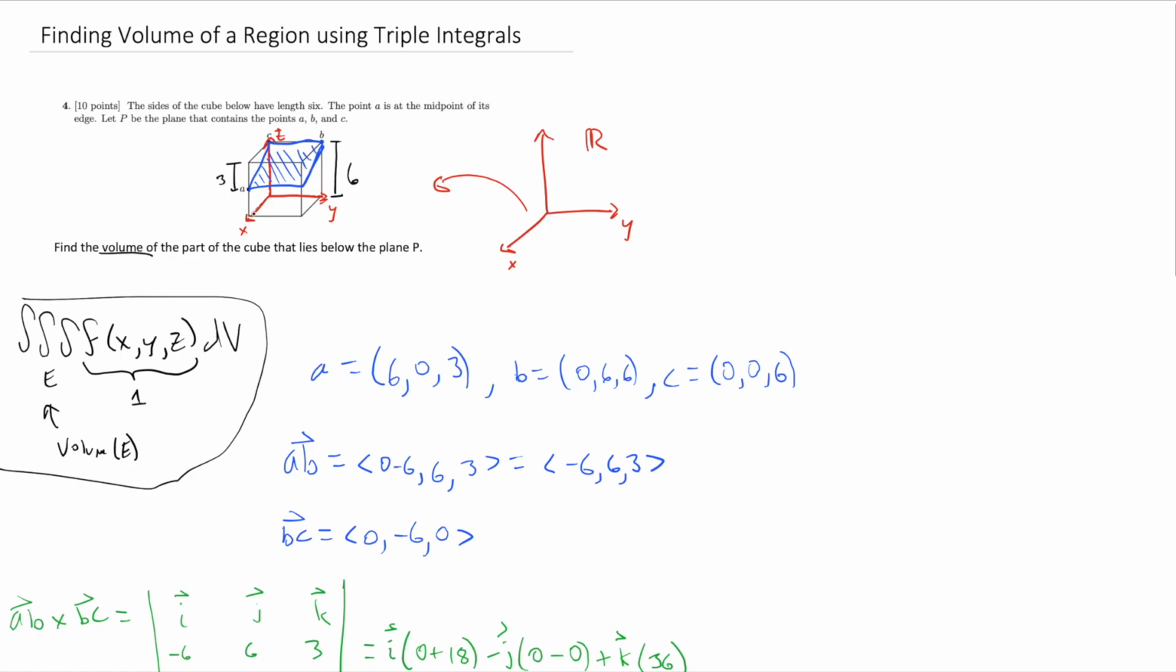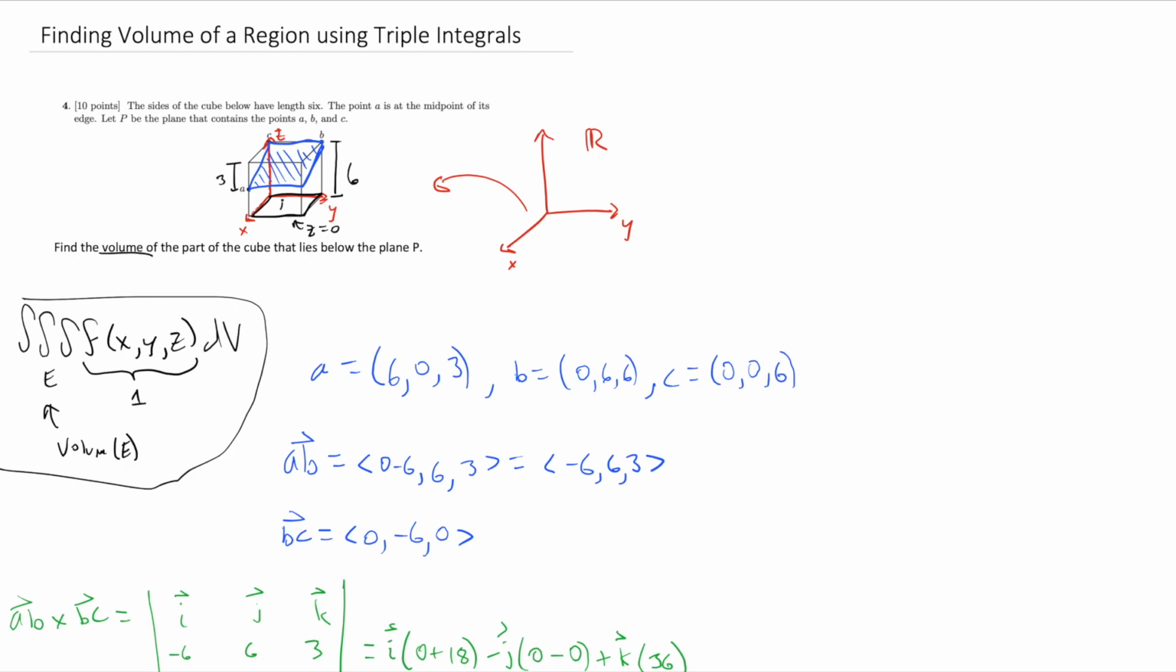So the minimum value of z, if we think of this bottom of the cube, this base as z equals 0, that black square that lies inside the cube, z is z equals 0. The minimum value of z is 0. We can see that right here. And what is the maximum value of z?